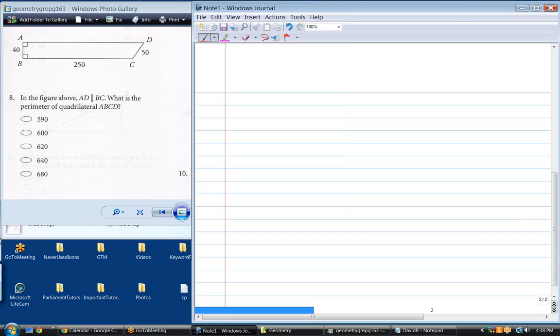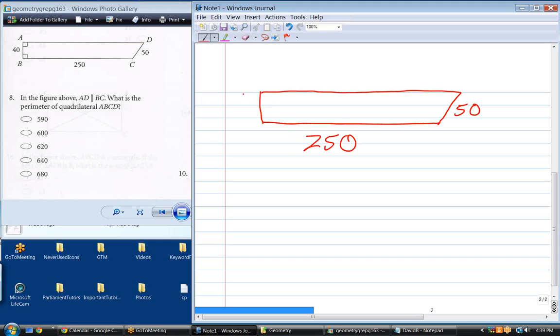Okay, in the figure above, AD is parallel to BC, which we already knew because that's a right angle, that's a right angle. They have to be parallel. What is the perimeter of that quadrilateral? So first, wouldn't you have to find AD? Never mind. Yeah, you're on the right track. To find the perimeter, we need AD, right? If I had AD, I'd have the perimeter pretty easy.